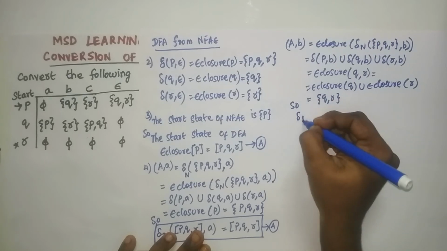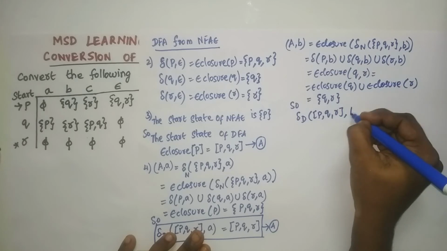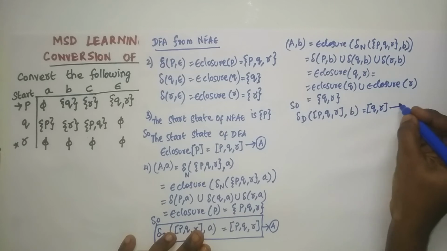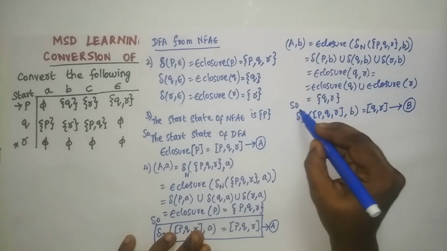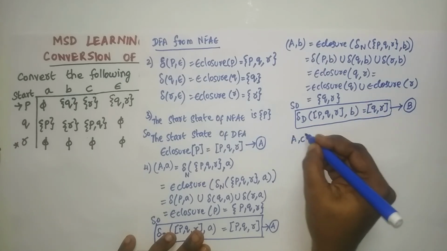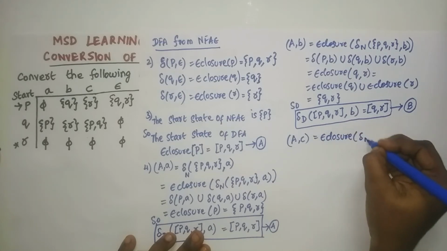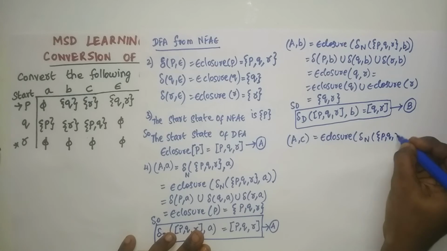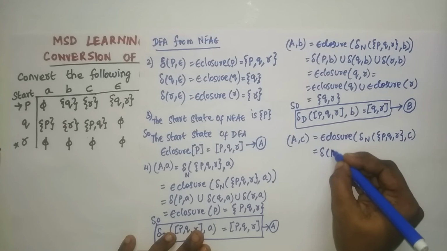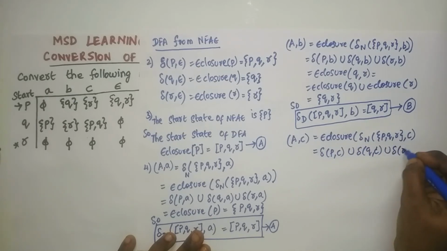So delta D of P, comma Q, comma R, comma B will be equal to Q, comma R, and this does not resemble any existing state. So we are marking this as another state, capital B. So now we have to process A comma C. A comma C is nothing but epsilon closure of delta N of P comma Q comma R comma C, which will be equal to delta of P comma C union delta of Q comma C union delta of R comma C.